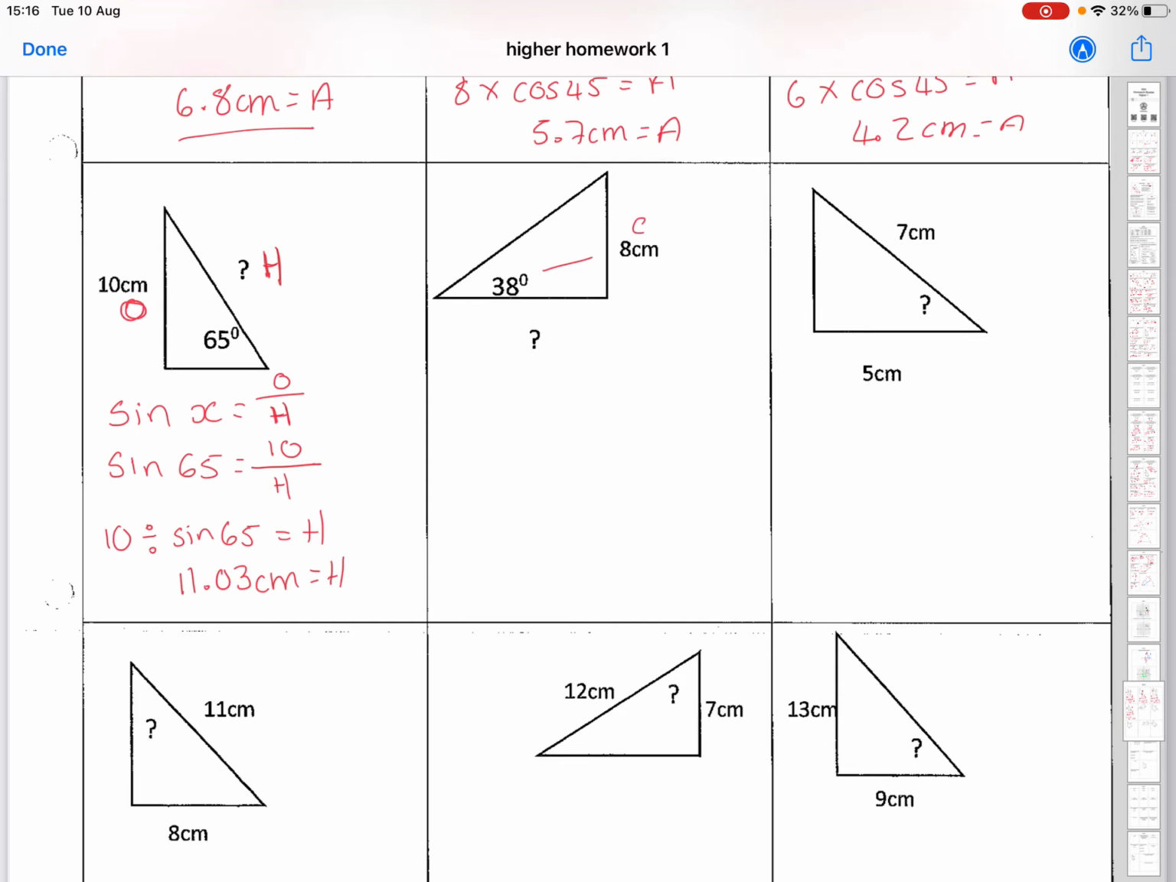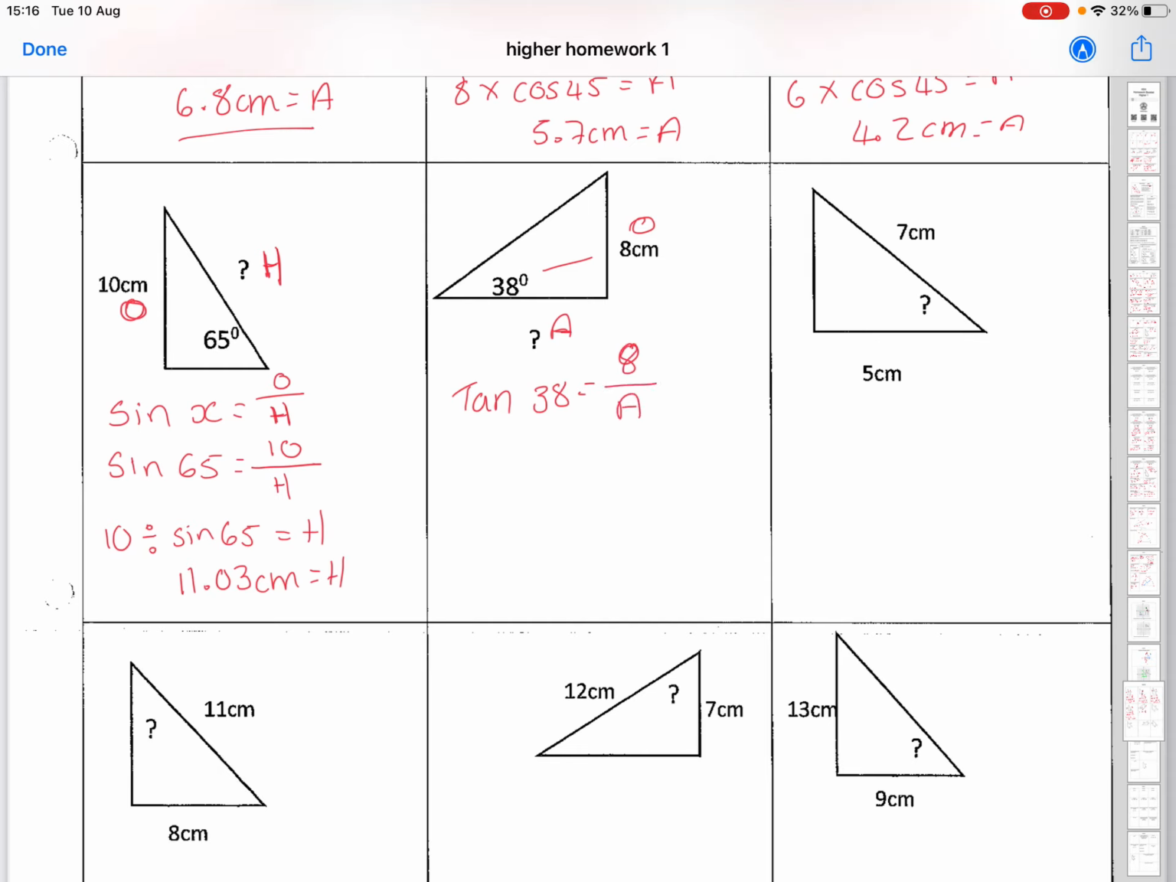Next one, we've got 38 degrees. We've got the length opposite it is 8, so that's opposite. The length next to it is our adjacent. So we've got O and A. O and A is TOA, so we've got SOH CAH TOA. So we've got tan of the angle 38 is going to be your opposite.